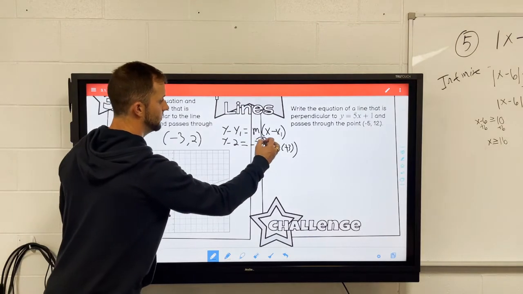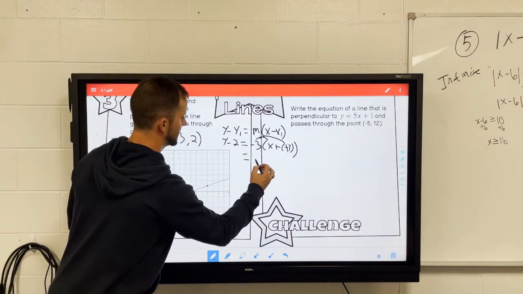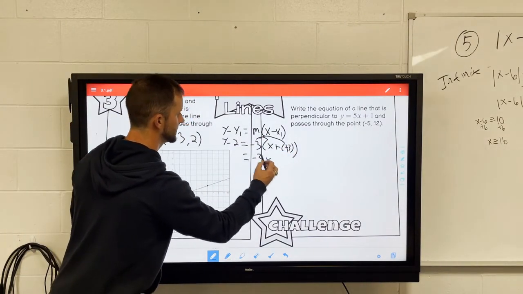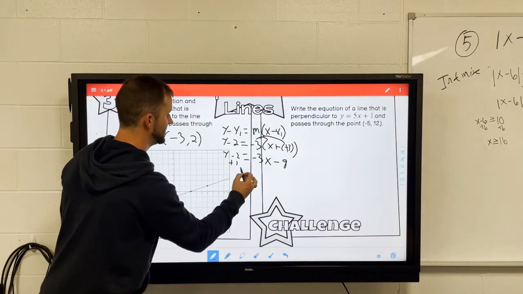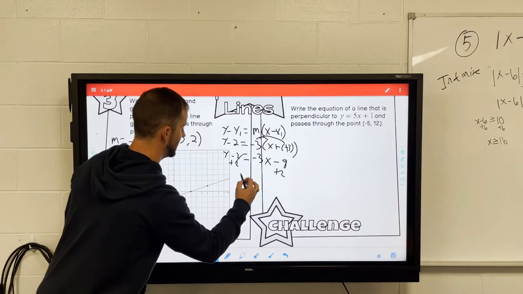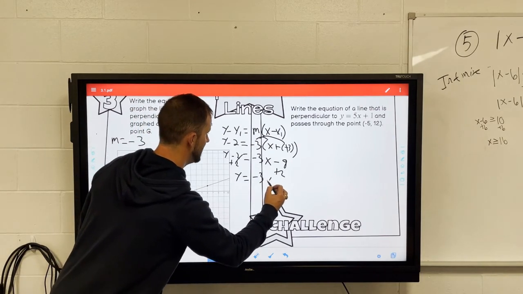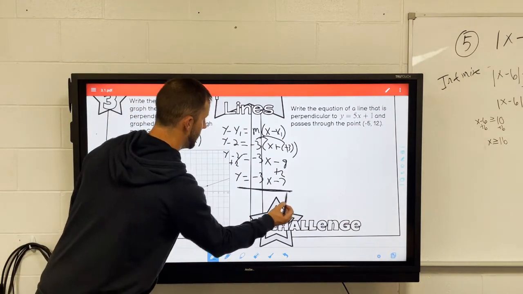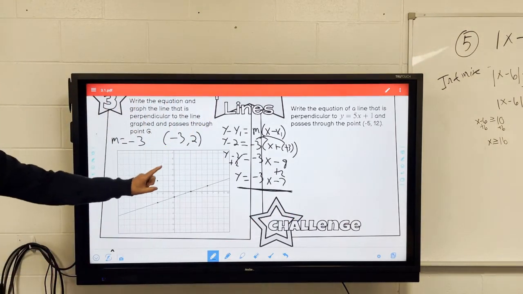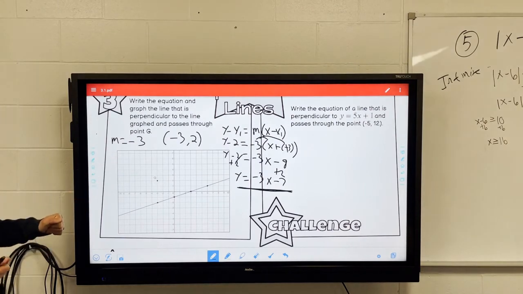I have to distribute my -3. So that's going to come out to be -3x minus 9. And then I'm going to add 2 on both sides. So I'm going to get y equals -3x minus 7. So right here, ladies and gentlemen, would be your equation. And we could actually graph that, and you'll notice it's going to be perpendicular.